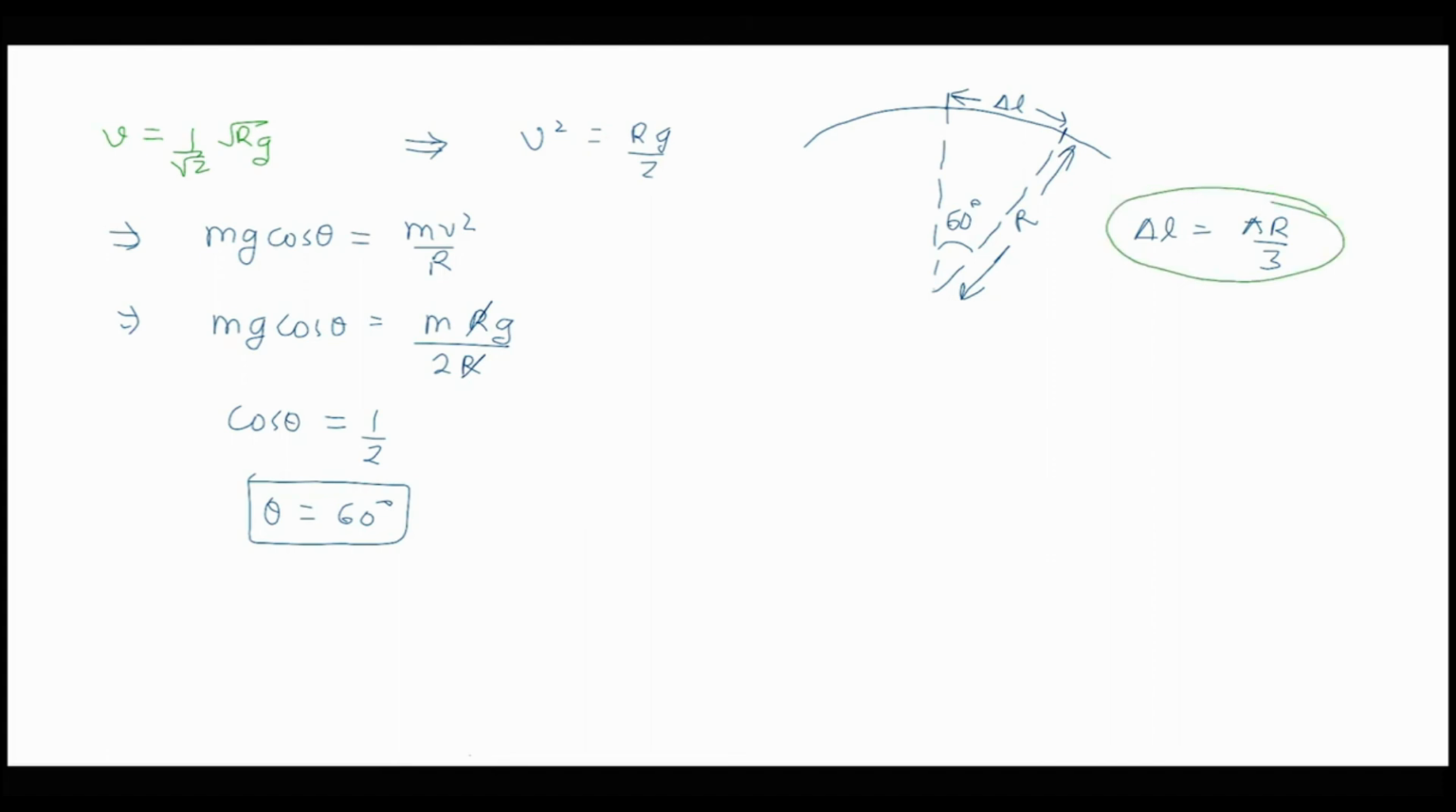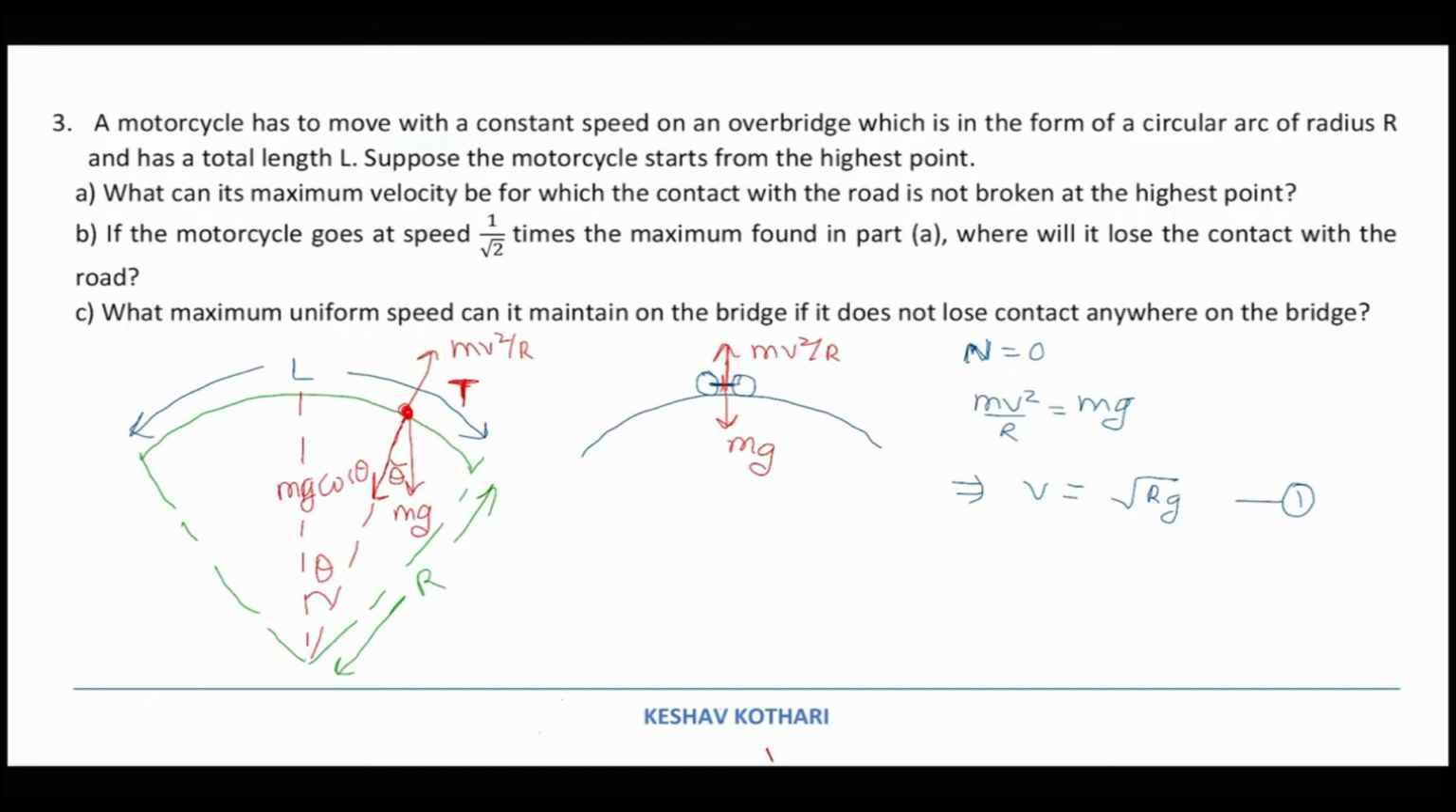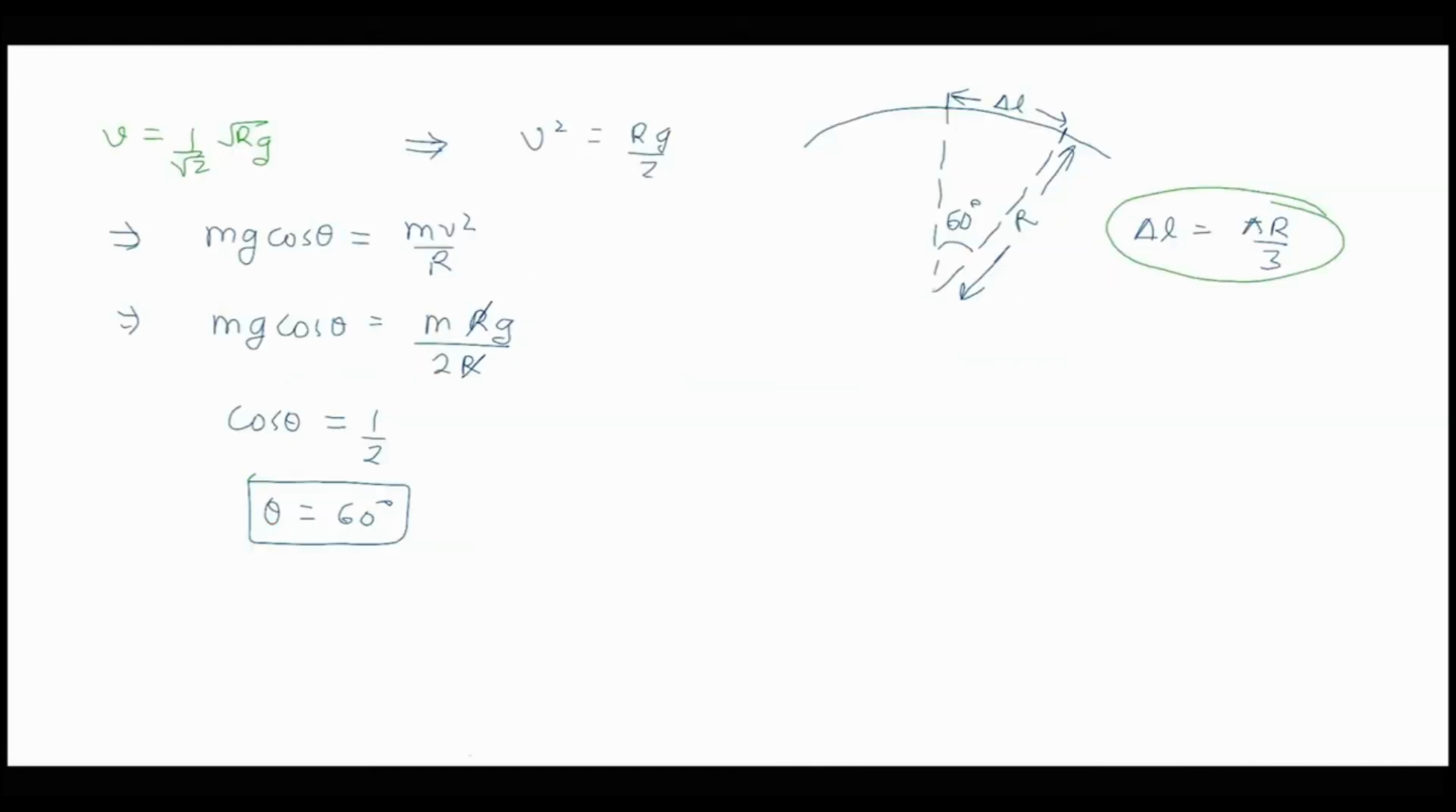Now in the last part it is asking, what maximum uniform speed can it maintain on the bridge if it does not lose contact anywhere on the bridge? So the maximum value of angle which is possible in this particular problem can be ascertained like this, that if this is the length of the overbridge L and it is moving in a circle of radius r, so at this point it is subtending the maximum value of the angle.